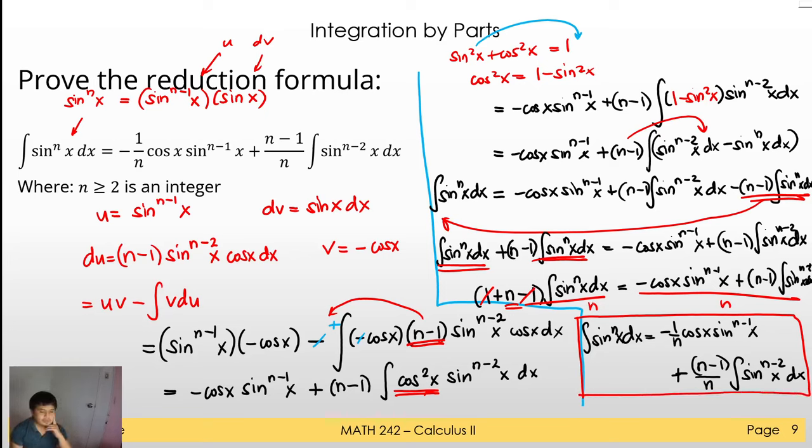Okay, so that will be your reduction formula. Given, let's say, you have sine raised to 6 x, and you want to integrate this, then you can input the value of n into the equation. You have 1, negative 1 raised to 6, and then 6 here, 6 here, and what is left is sine raised to 4 x dx. Then you can use the reduction formula again to solve for the integral of this. So this makes the integration of powers of trigonometric functions much, much easier. Now, these are the reduction formulas.